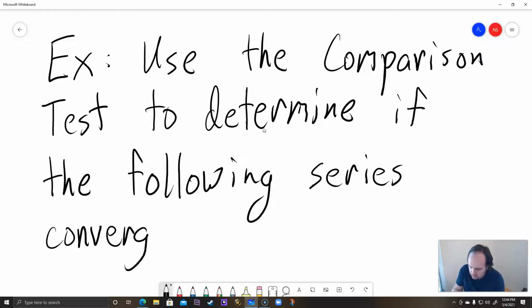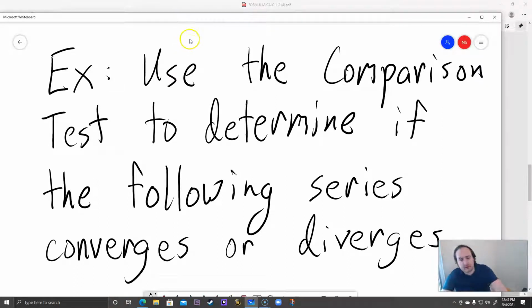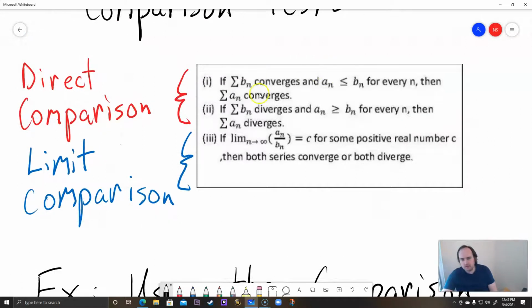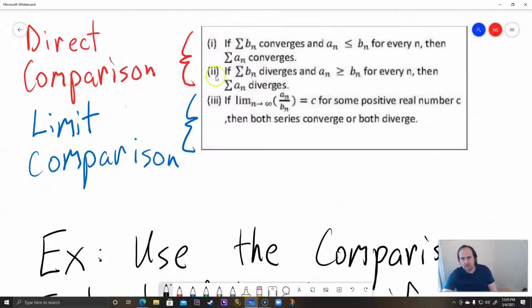So, a lot of words there. And they're not saying which comparison test to use, but we already know there's two of them, right? The two of them that we just talked about are direct comparison, and that's what we're going to be doing on some of the earlier problems, and then limit comparison is the other one we can use there. But here they're just calling it the comparison test. By that they mean it's going to be one of these three cases here. Okay, it's either going to be one of the first two for the direct comparison, or it's going to be the third one for the limit comparison.